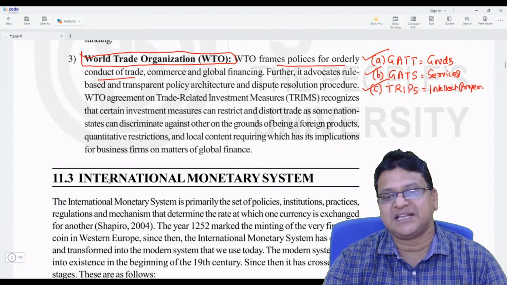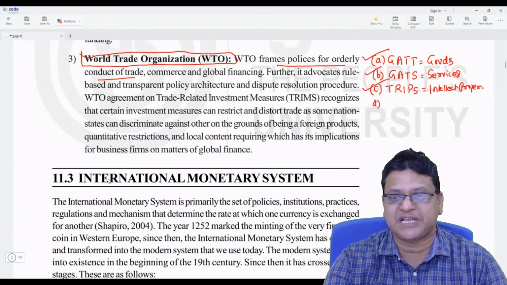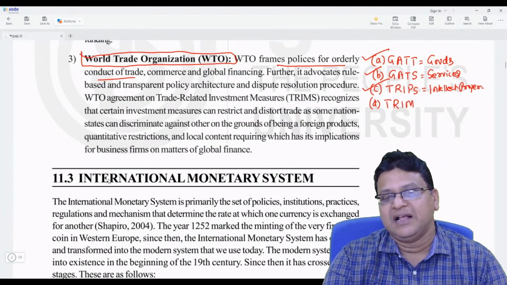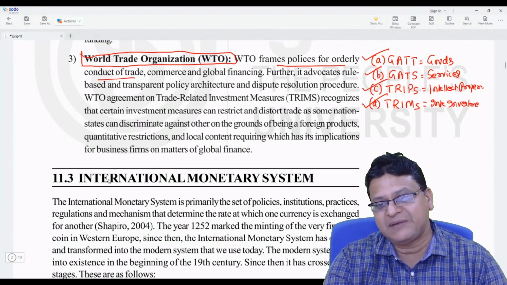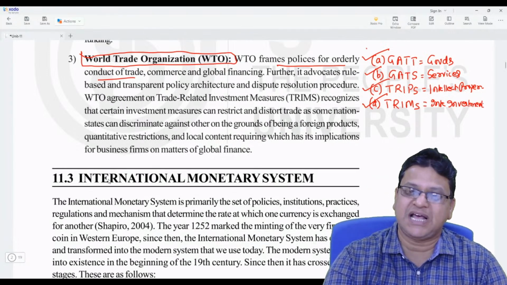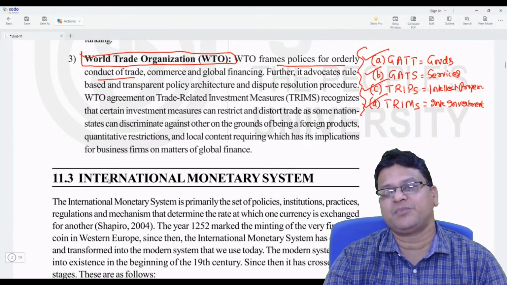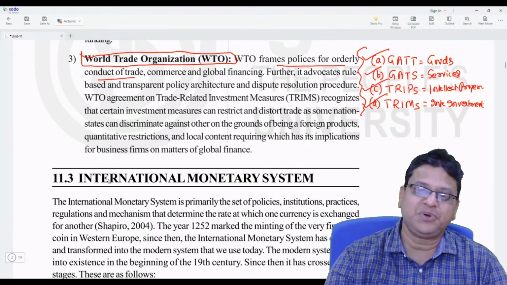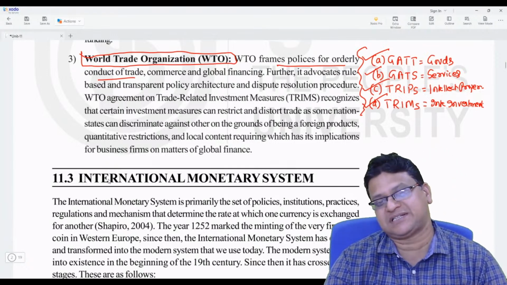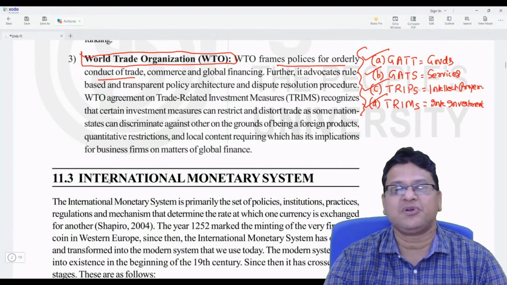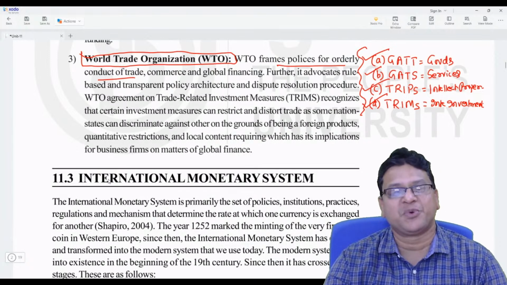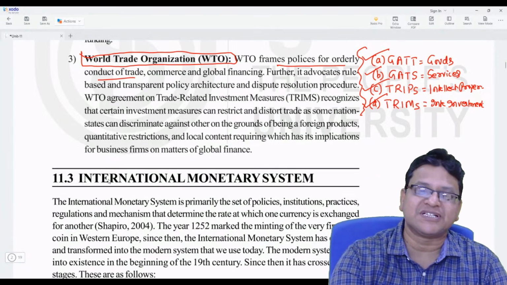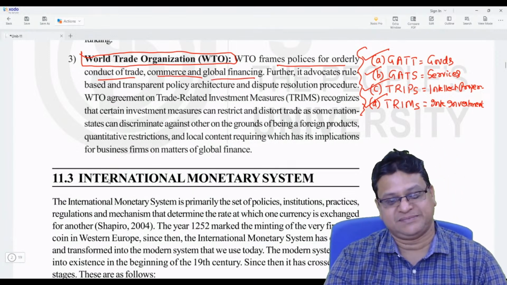GATT agreement, GATS agreement, TRIPS agreement, and another is the TRIMS agreement. For international investments, the rules and regulations are framed under the TRIMS agreement. So these are four important agreements formed under the WTO forum. WTO has more than 60 agreements made under the WTO forum, out of which four are important. So WTO frames rules and regulations for international trade for member countries.